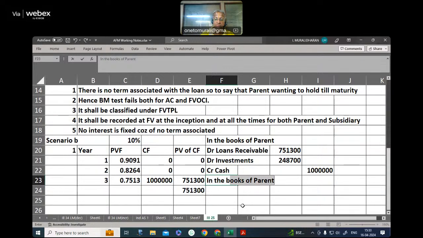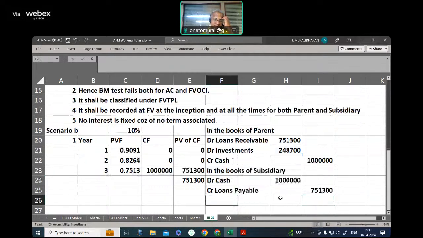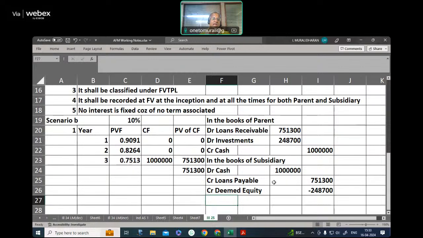In the books of subsidiary, debit cash 10 lakhs, credit loans payable 741,300, and credit deemed equity for this difference. So this is at the inception, we are expected to pass this journal entry in this fashion.